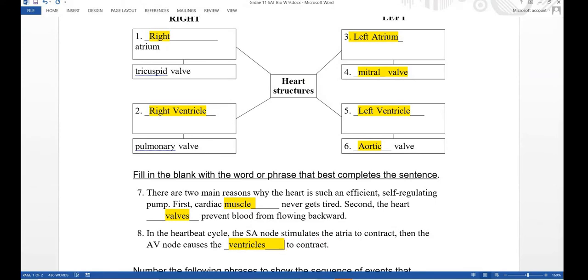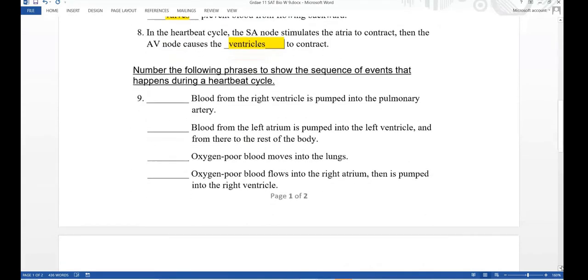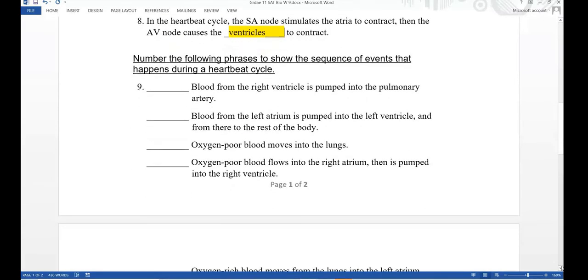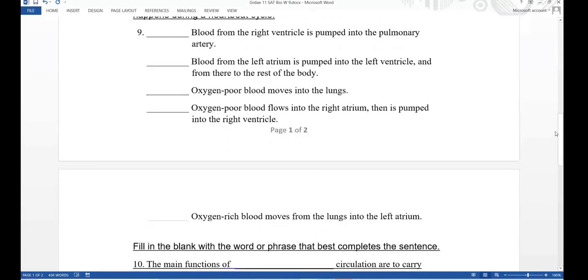Let me move on to the next question. Number the following phrases to show the sequence of events that happen during a heartbeat cycle. We have about 4 or 5 steps here. You need to number them as to which one is 1, 2, 3, 4 and 5. You can read out: blood from the right ventricle is pumped into the pulmonary artery. Blood from the left atrium is pumped into the left ventricle and from there to the rest of the body. So from these 5, which is step number 1?